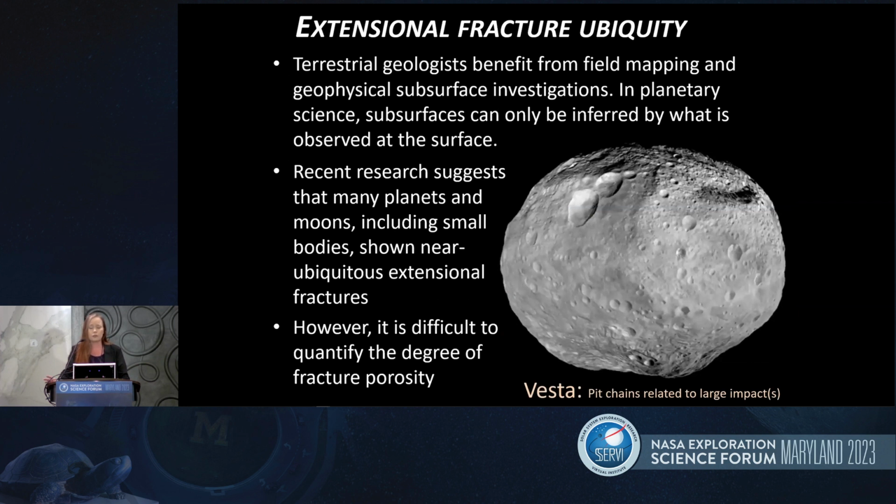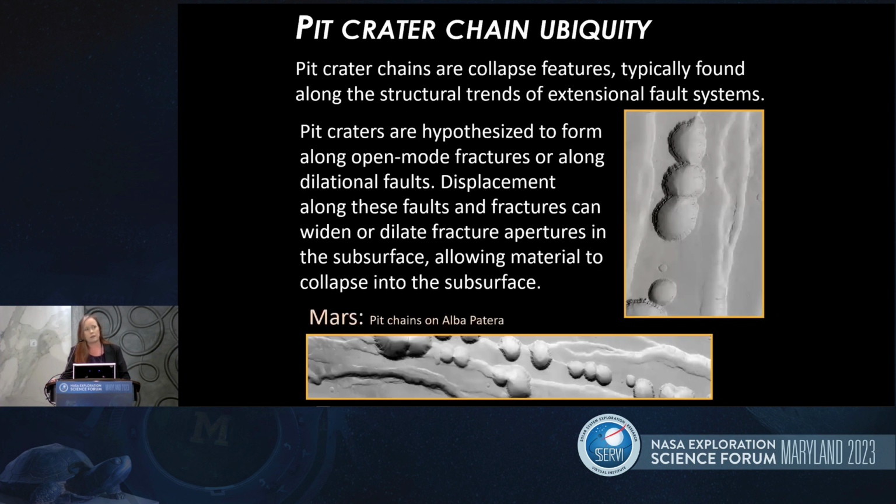Now, as terrestrial geologists, we benefit from being able to go out and do field mapping and geophysics to try to understand and characterize this. But in planetary science, we often just have a gray fuzzy image. And so it's really difficult to infer what's actually going on in the subsurface. However, everywhere we've looked at these gray fuzzy images, including small asteroids, we see extensional fractures. Just because we see the extensional fractures, though, doesn't mean we can really quantify what the degree of fracture porosity actually is. And so that's where pit crater chains come into play.